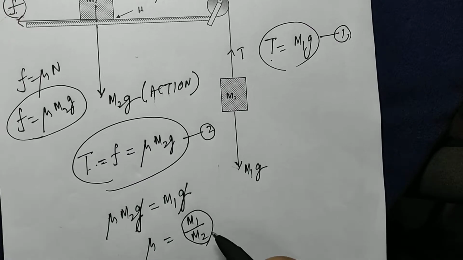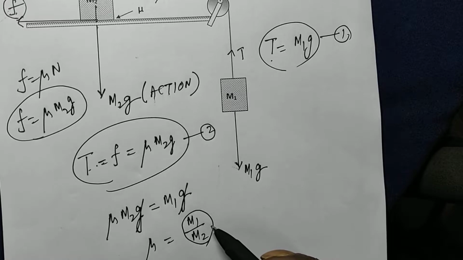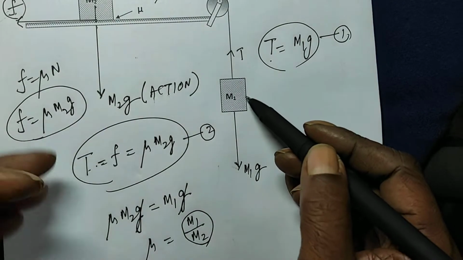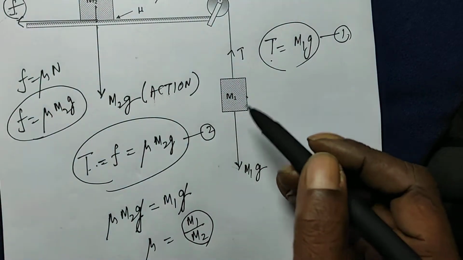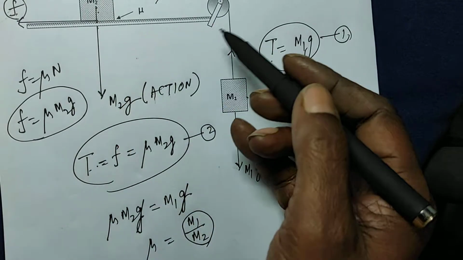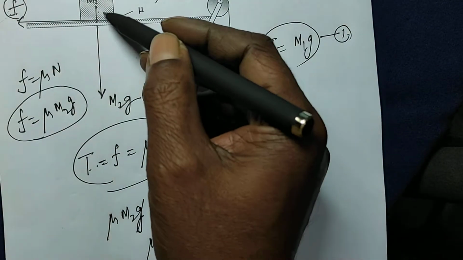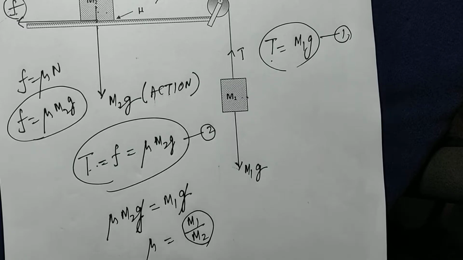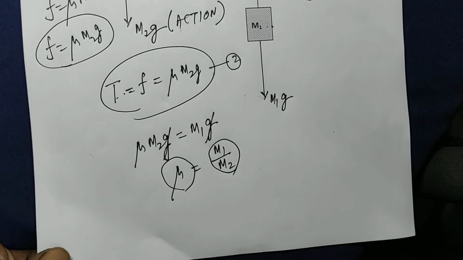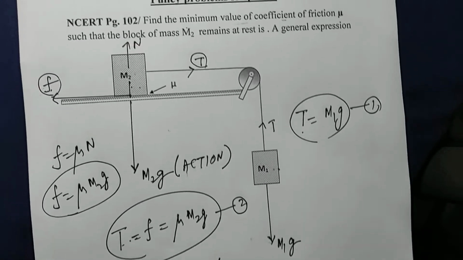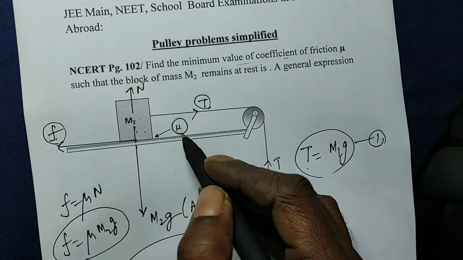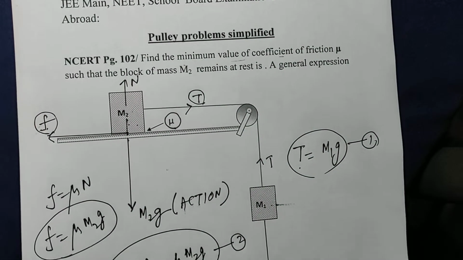So don't remember this. If you want to remember, then remember this mass over this mass. They might change this as M2 and this as M1, so you have to be careful. If this is M2, this is M1, then it will be M2 over M1. So this is the minimum value of mu for which the mass M2, which is kept on a rough horizontal surface having coefficient of friction mu, does not move.